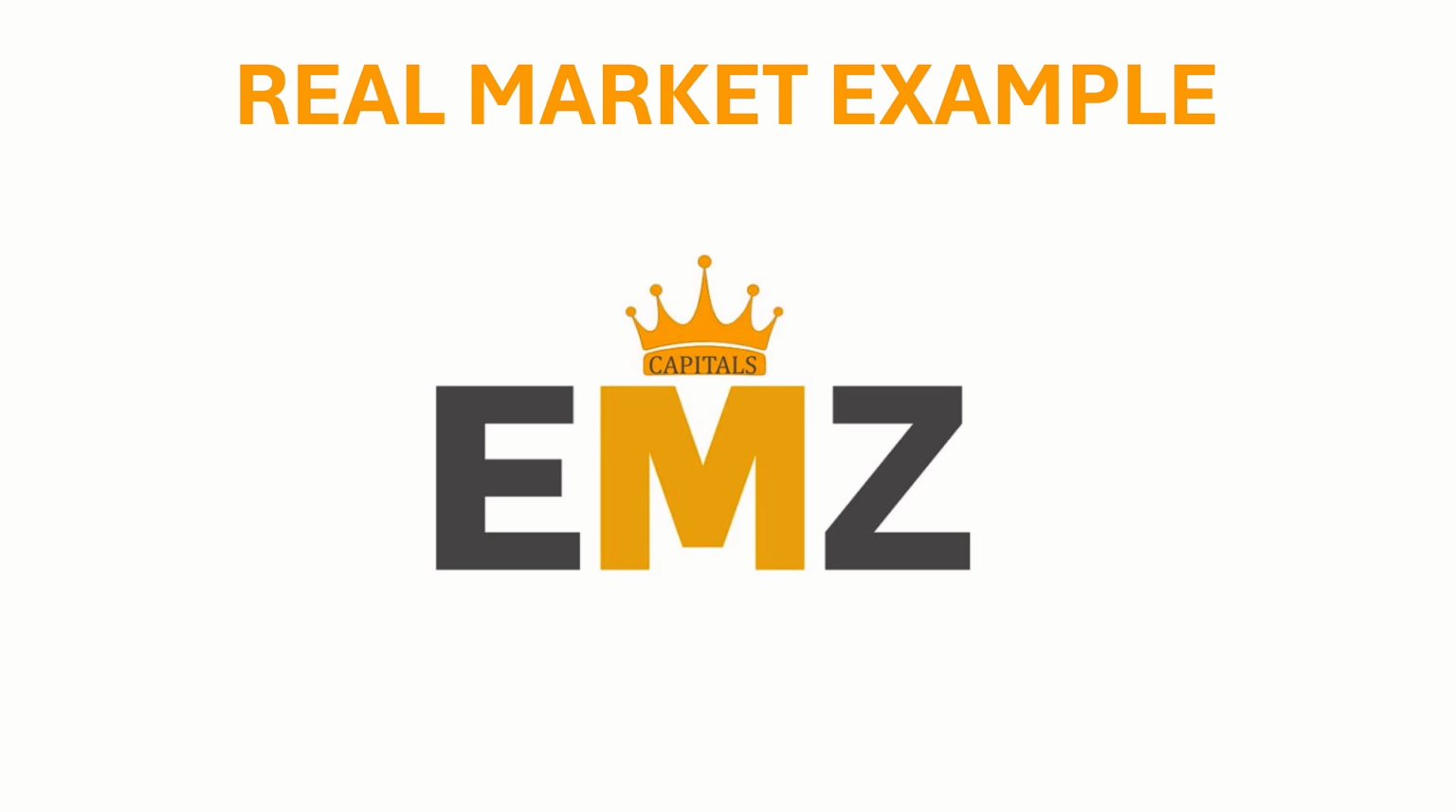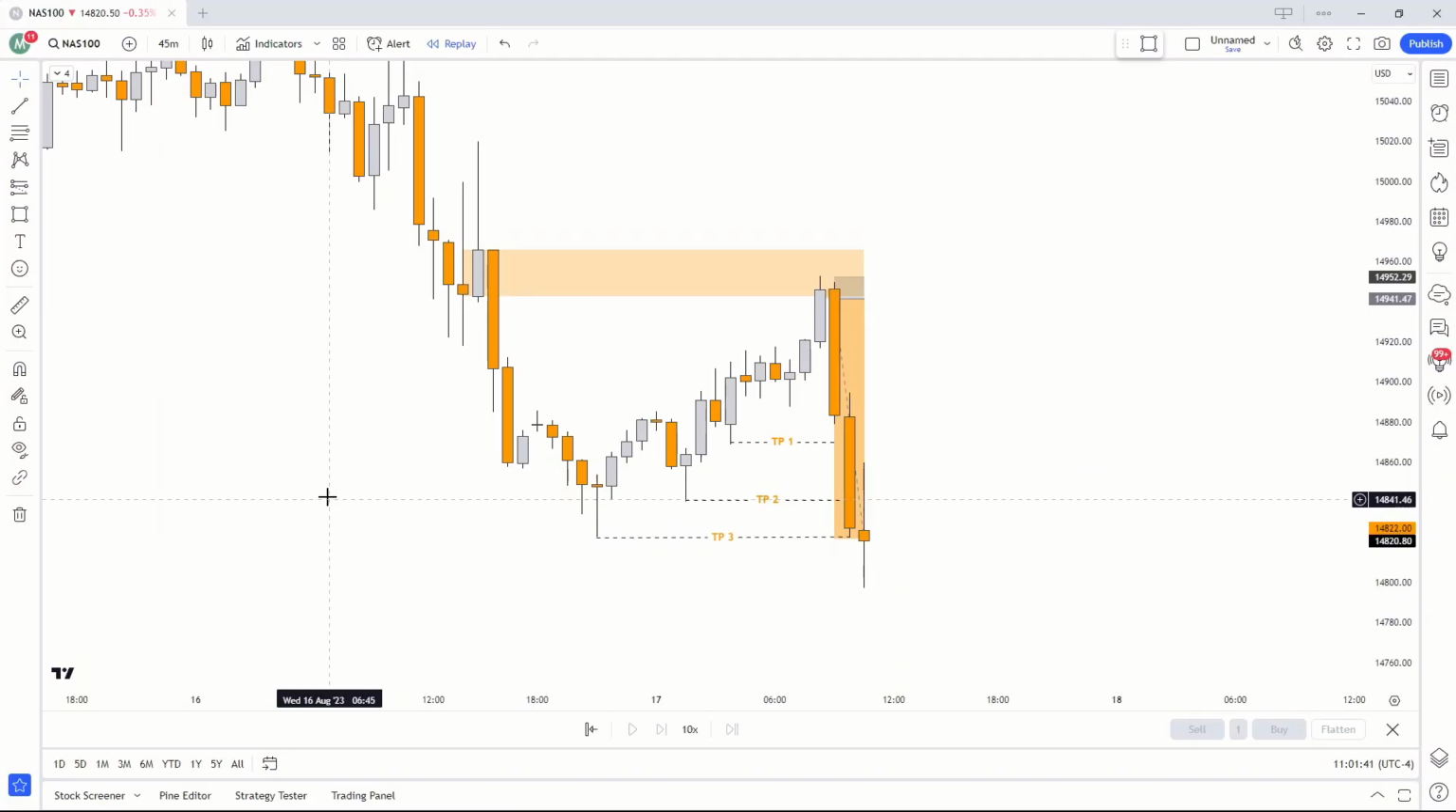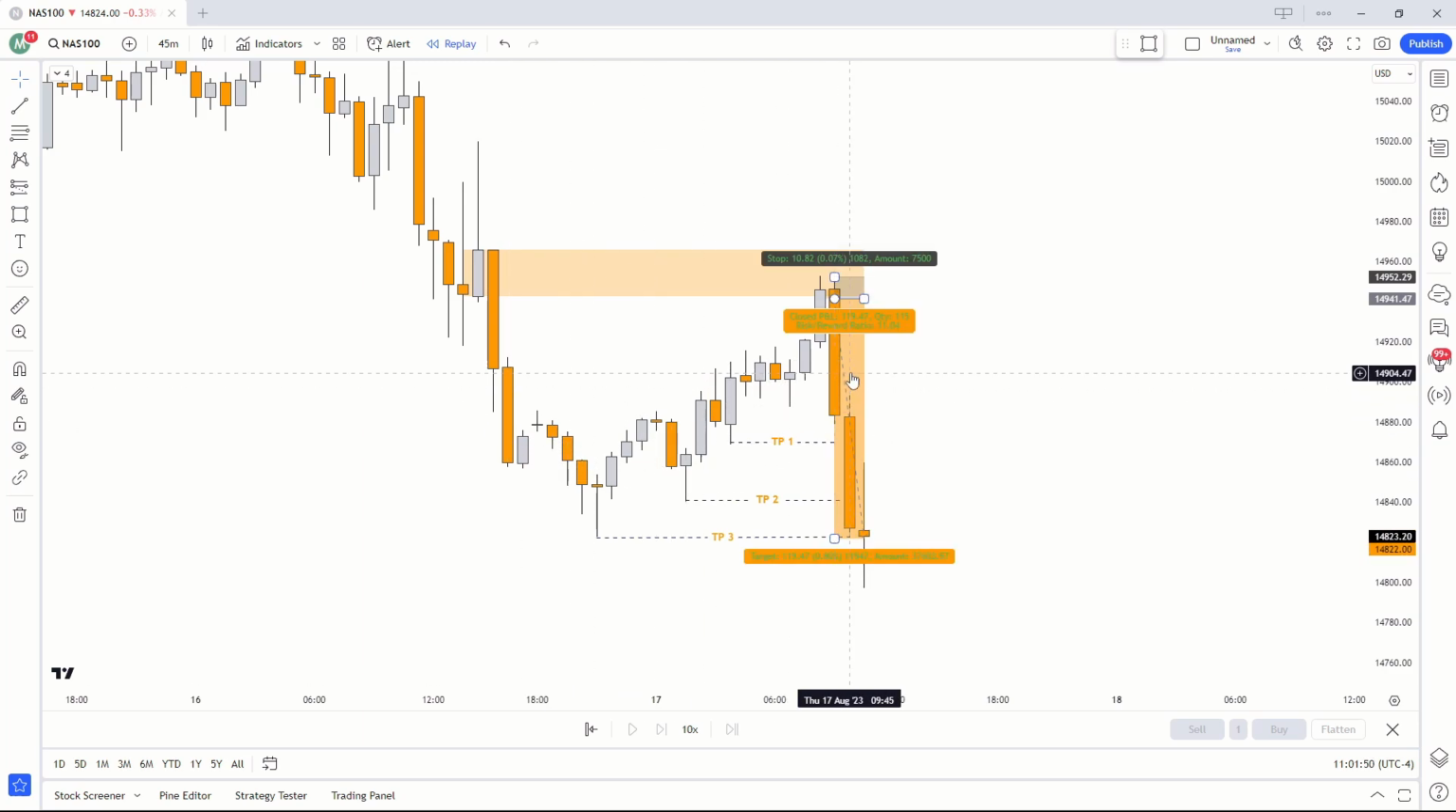So moving on to a real market example, I'm going to hop onto TradingView and show you guys a couple examples in the market. So let's get into it. Alright, so I'm on the Nasdaq currently, and this trade just happened today, 17th of August, as you can see. So I'm going to be breaking down this trade for you guys, which ran a nice 1 to 11. So let's get into it.